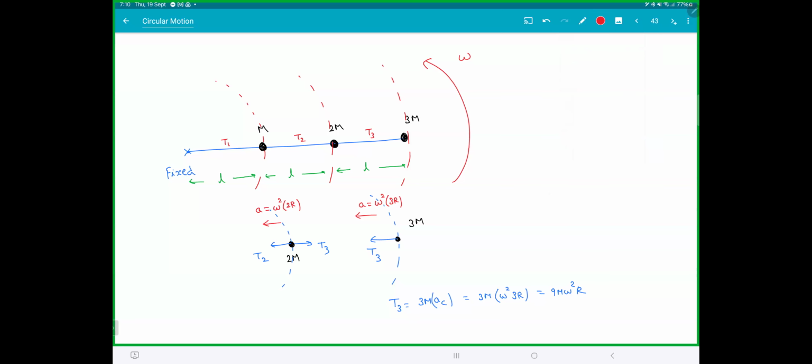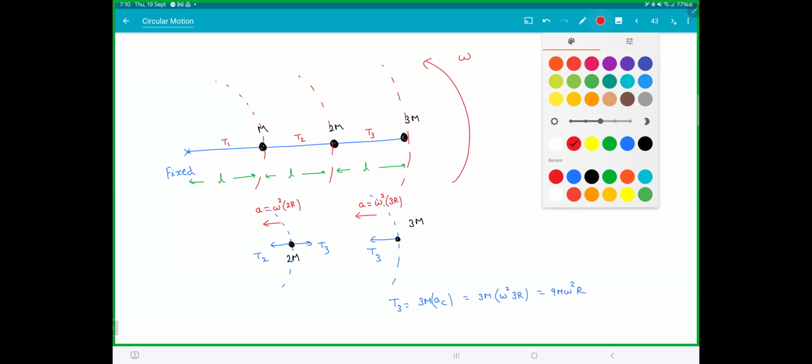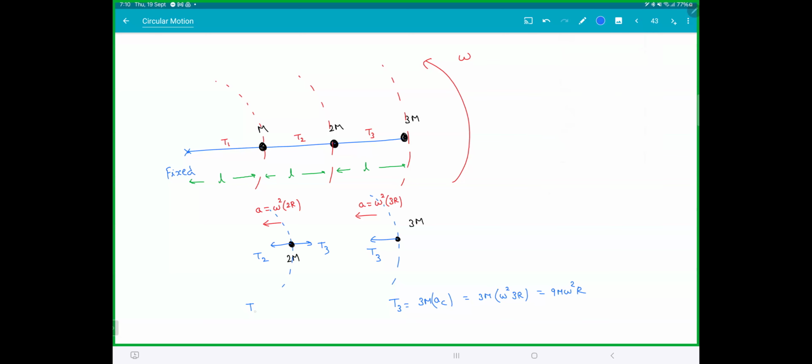Why am I not using v square? Omega is given, so use omega. If v is given, then use v. Now, force equation, tension T2 minus T3, that is your net force, is equal to mass 2m into acceleration. But T3 is already 9m omega square r. That is T3 plus 4m omega square r. That is 9 plus 4, 13m omega square r.